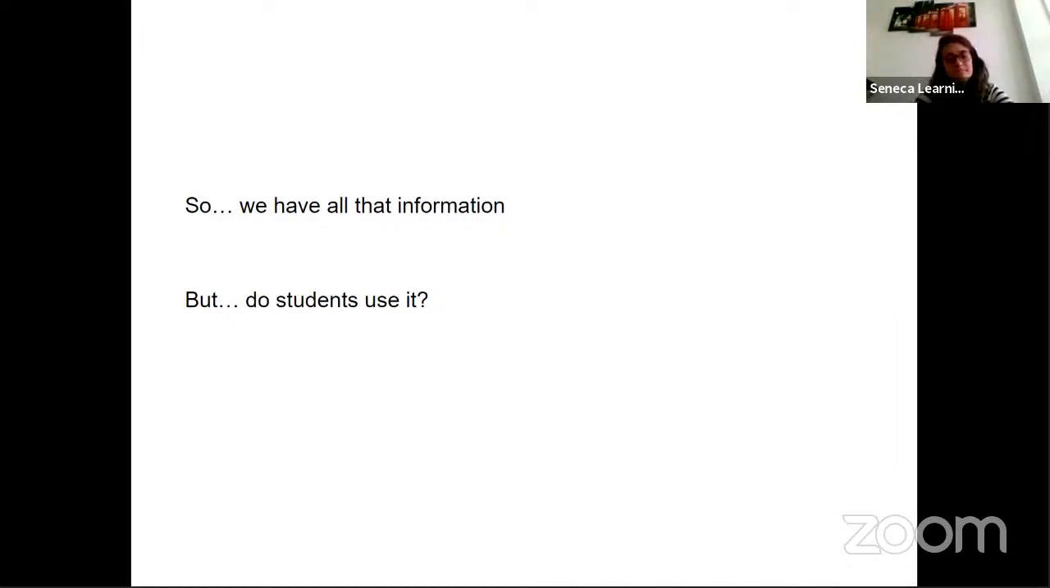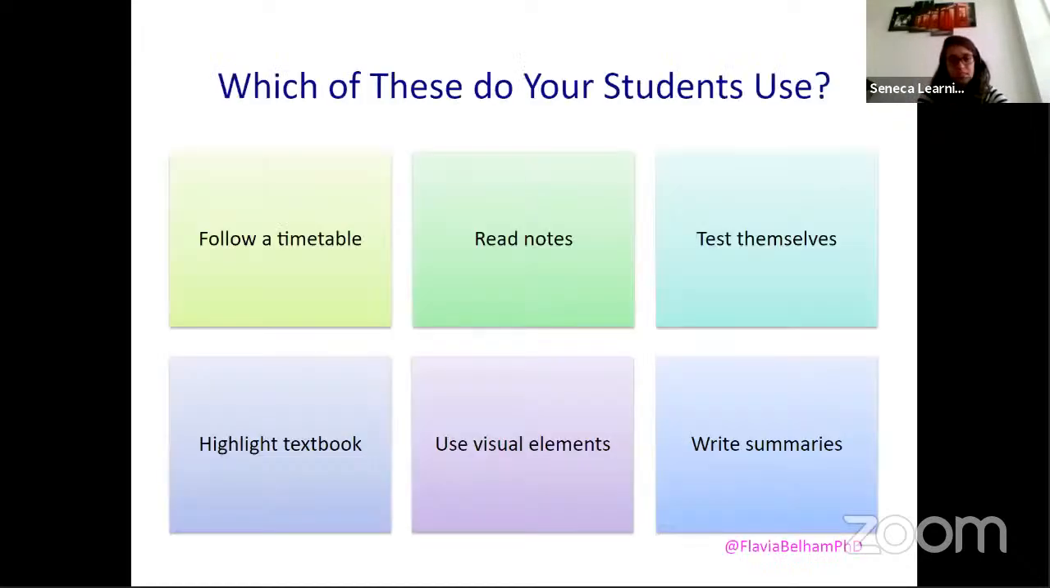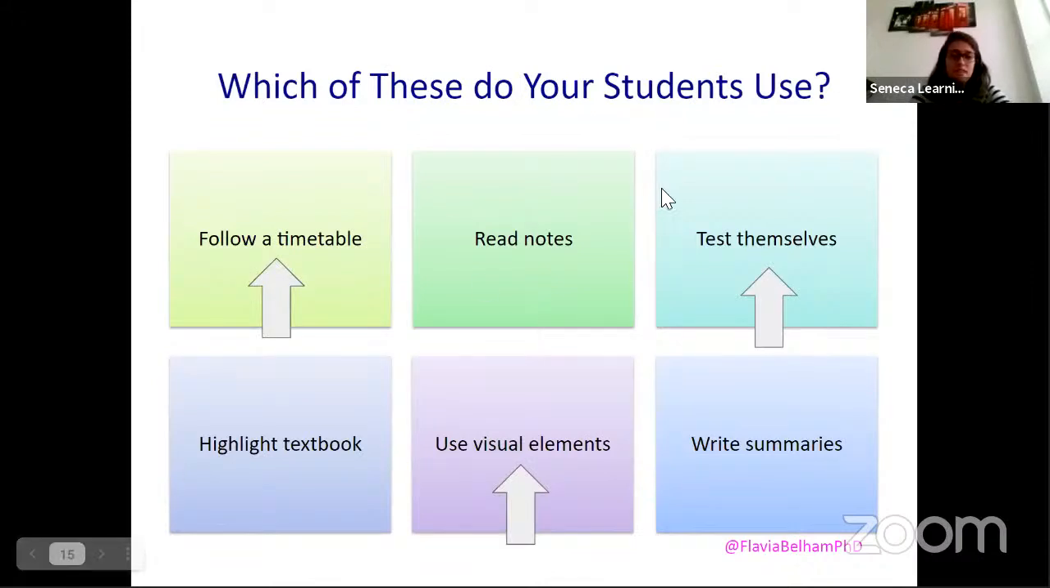So next step is, we have all the information, right? We know the effective learning strategies, but then the question is, do students use them? So now we can go back to the answer to that question that I gave the first time. Most teachers will say that students highlight textbooks, read notes, and write summaries.